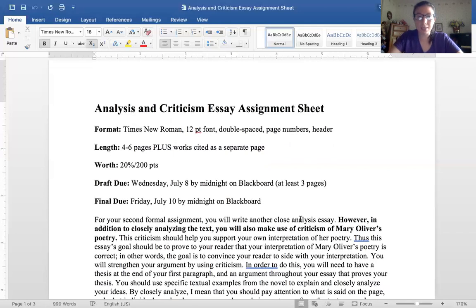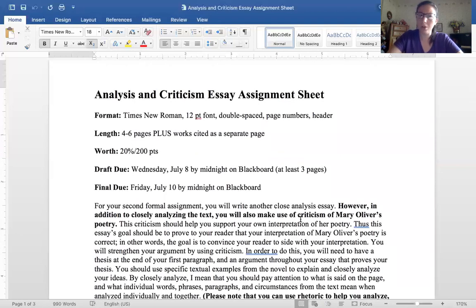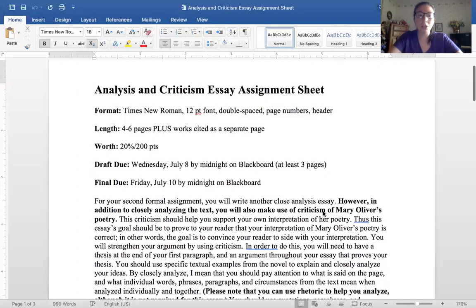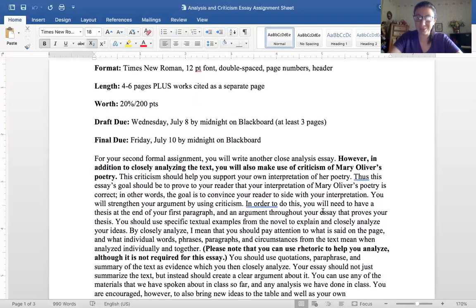Just like last essay, this one is 20%, or wait, no, last one was 15%. This one is 20% or 200 points. Again, quick turnaround on this. Your draft is due Wednesday, July 8th by midnight on Blackboard. I'd like you to try to aim for at least 3 pages, although if you get to like 2, that's also okay if you're going to be on the shorter side with your essay. And your final is due a week from today, which is Friday, July 10th by midnight on Blackboard.